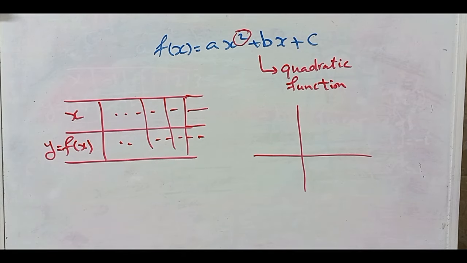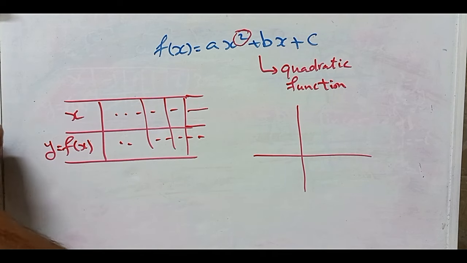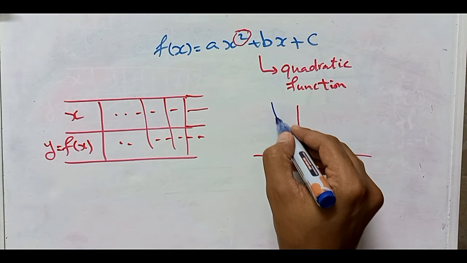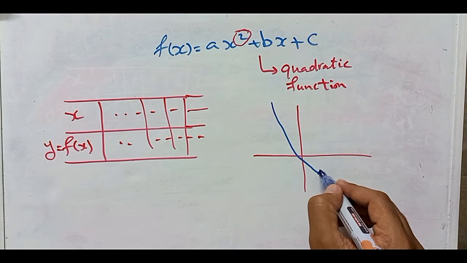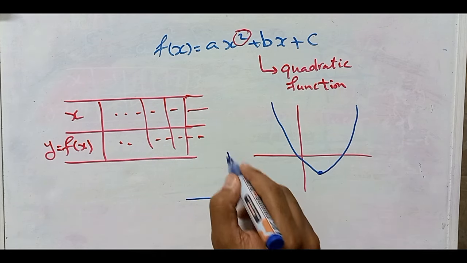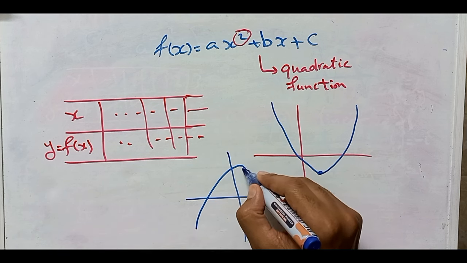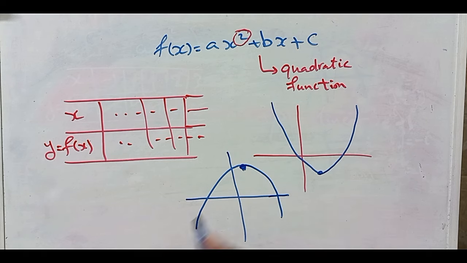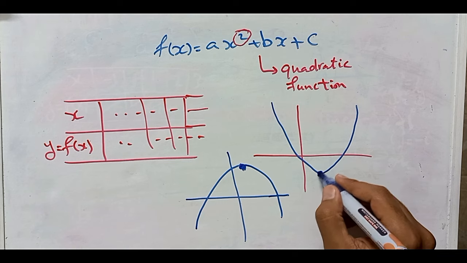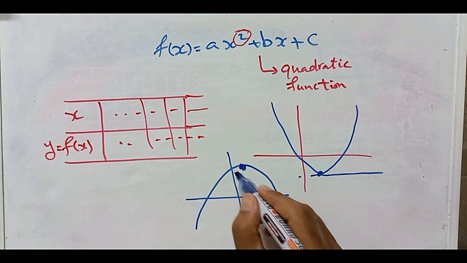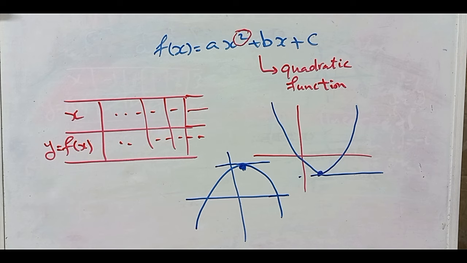When you draw the quadratic function, the curve should be like this. The curve maybe decreases, and then at a point the curve is flipped and it increases. Or the curve maybe increases and then at a point it decreases. So this point is called the vertex. So we have here the vertex is minimum point, and here we have the vertex is maximum point.